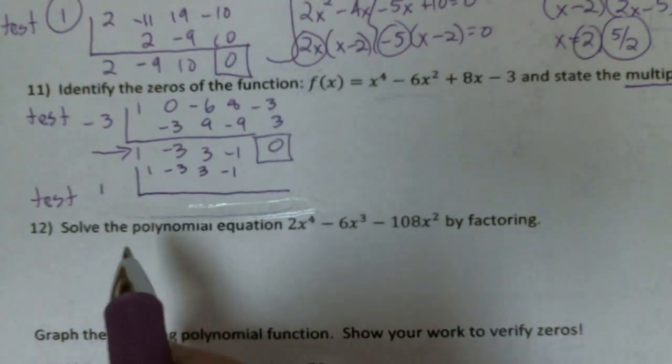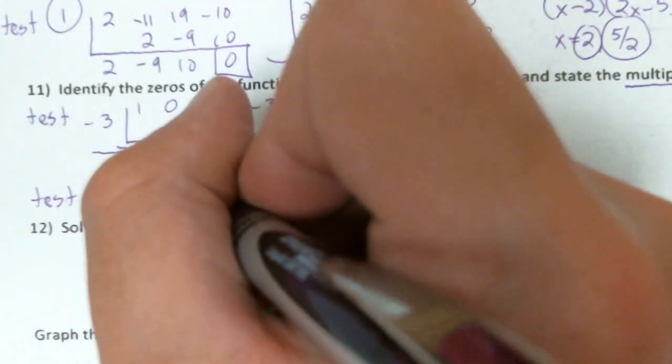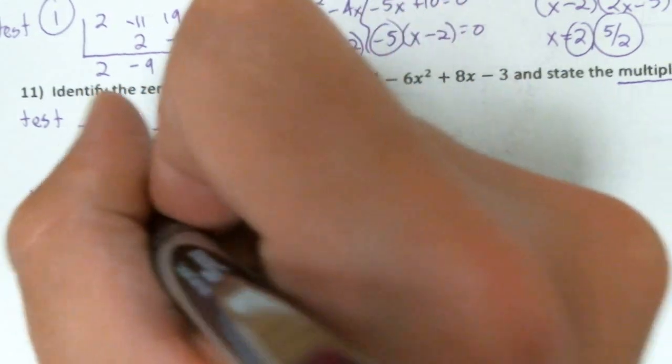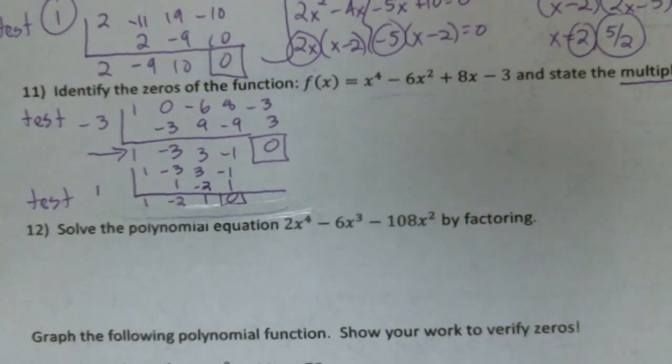Okay. Bring down the 1. 1 times 1 is 1. -3 plus 1 is -2. 1 times -2 is -2. 3 minus 2 is 1. 1 times 1 is 1. And we indeed get a remainder of 0.